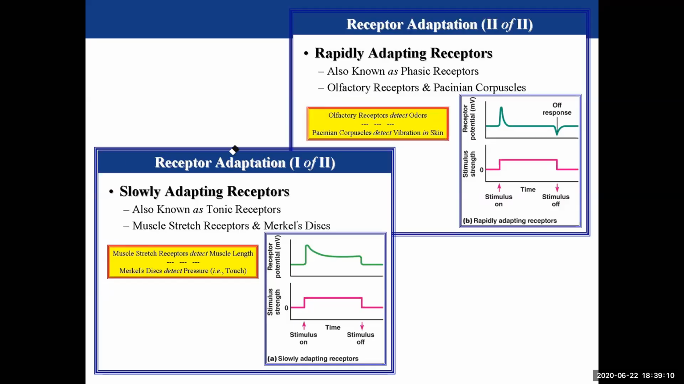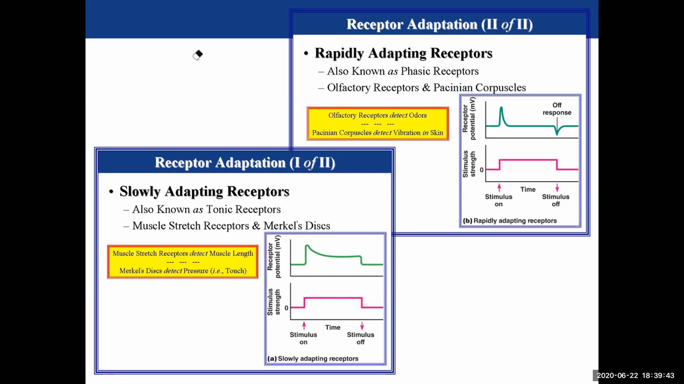Okay, let's start with this first: receptor adaptation. There are certain peripheral receptors that are capable of remaining active. This is the green tracing. The receptor remains active as long as the stimulus is present, which is the pink line down here.